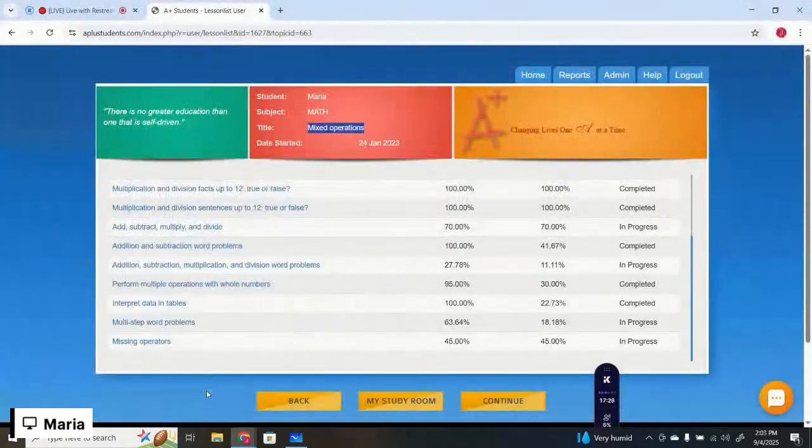Let's just start with the lesson that is perform multiple operations with whole numbers.